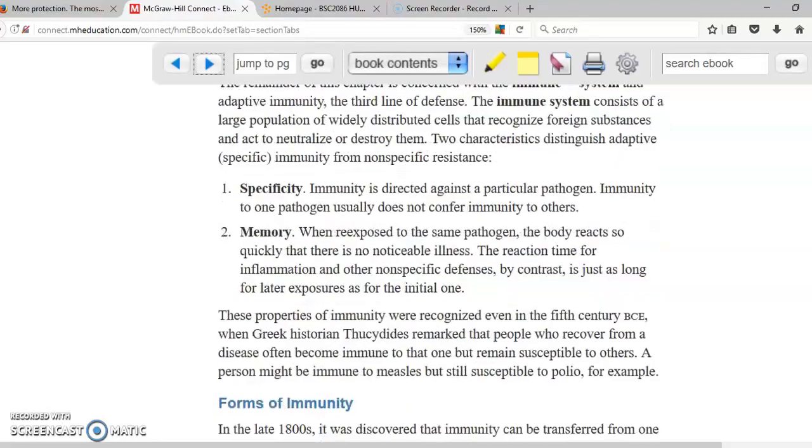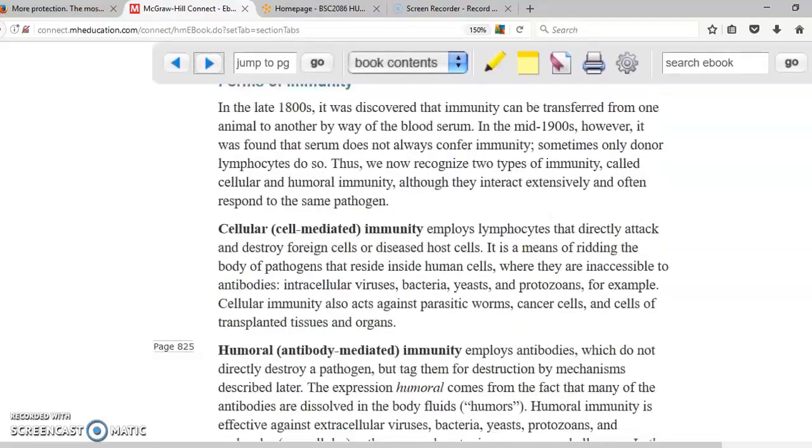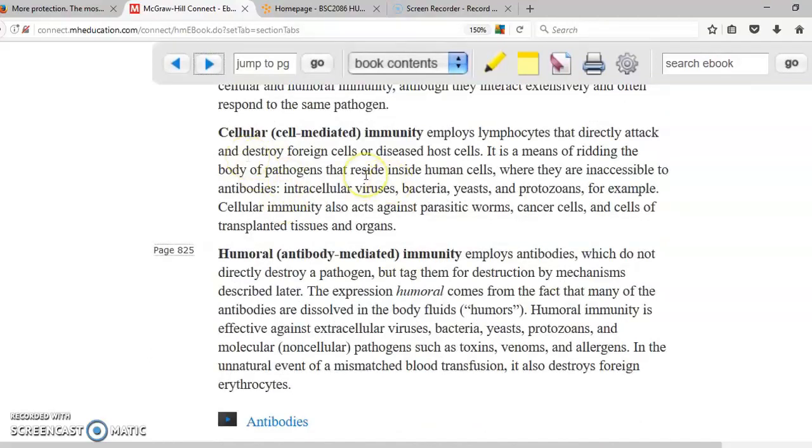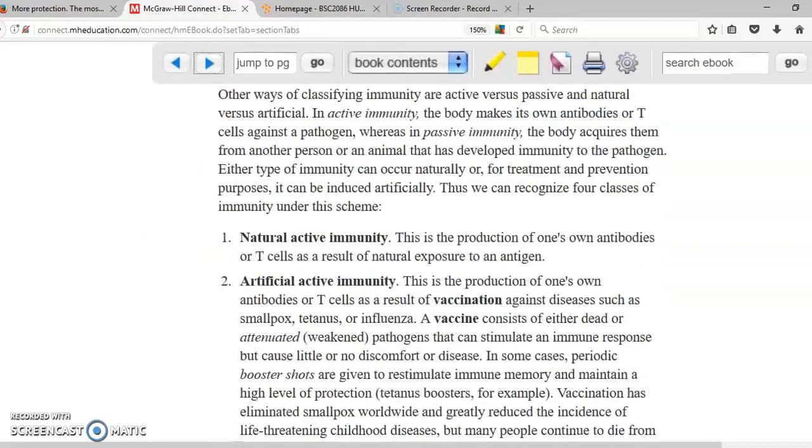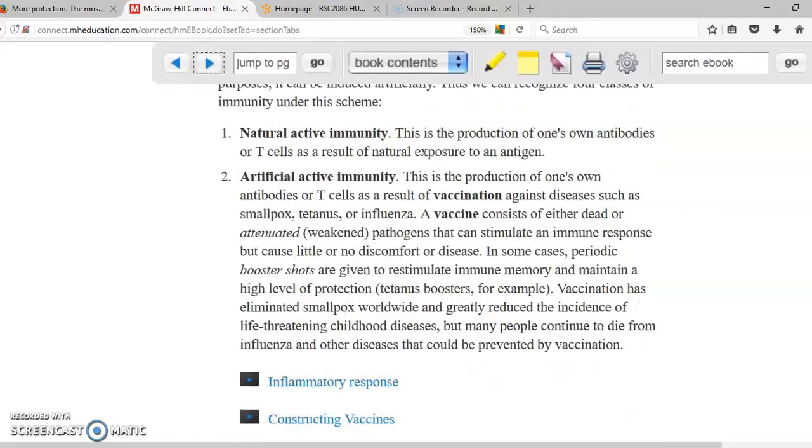We keep scrolling down. This type of immunity is based on cellular immunity. This one is the one that relates to lymphocytes T and lymphocytes B. Humoral relates to the antibodies. Let's keep scrolling down then. Based on the way we produce our antibodies, there are different kinds of immunity.